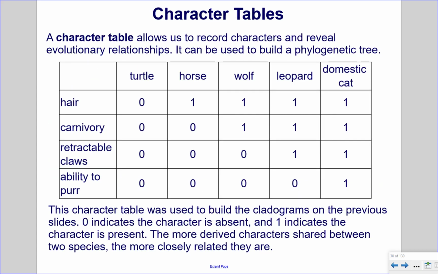Character tables. A character table allows us to record characters and reveal evolutionary relationships. It can be used to build a phylogenetic tree. This character table was used to build the cladograms on the previous slides. 0 indicates the character is absent, and 1 indicates the character is present. The more derived characters shared between two species, the more closely related they are.